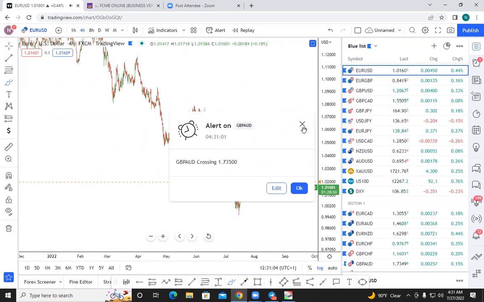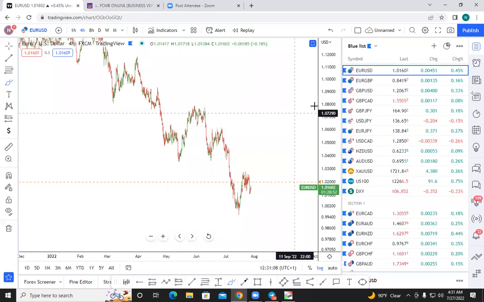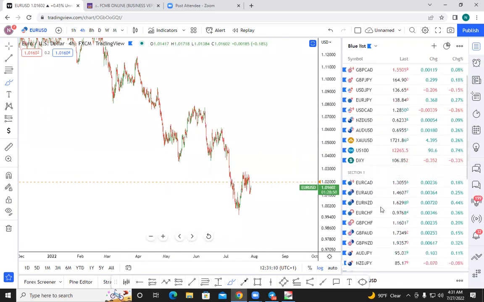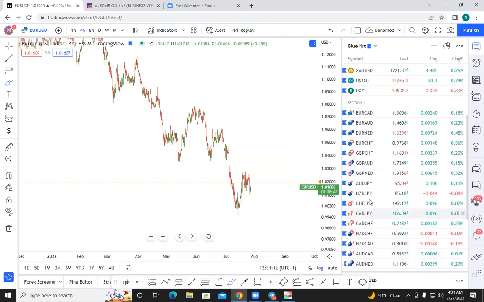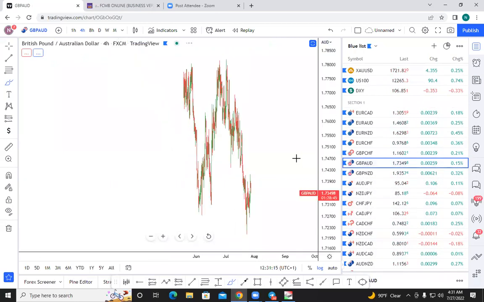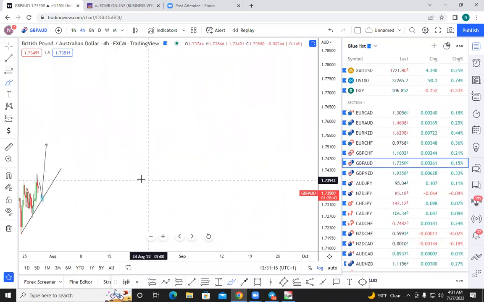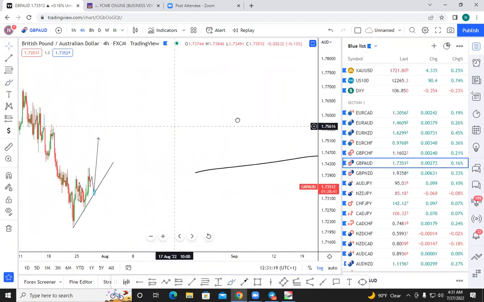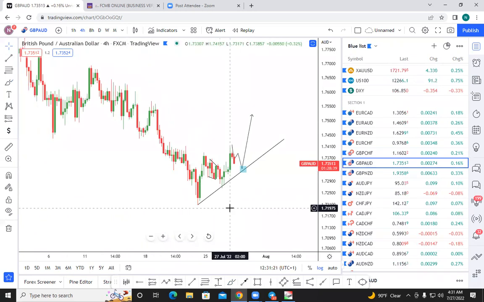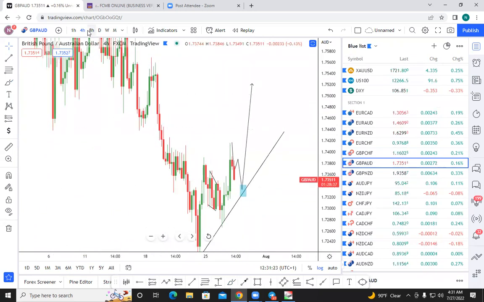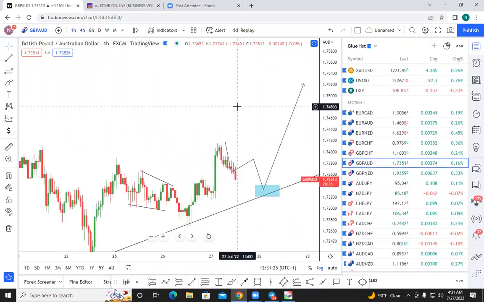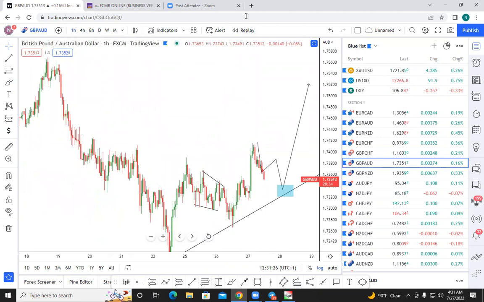We're having an alert for GBP AUD. Sorry, let's quickly check GBP AUD. Let's see what's happening there. We're having an alert. Okay, this alert we are having, we are not going to consider it.